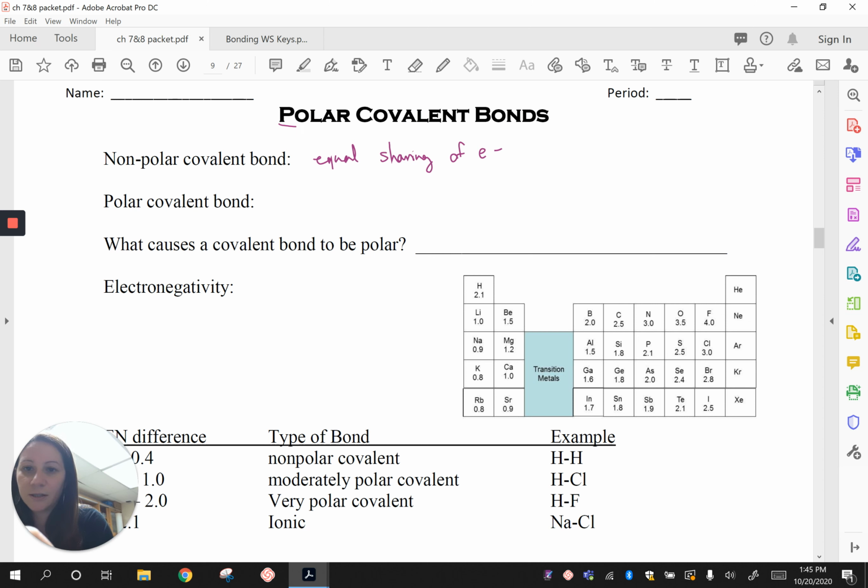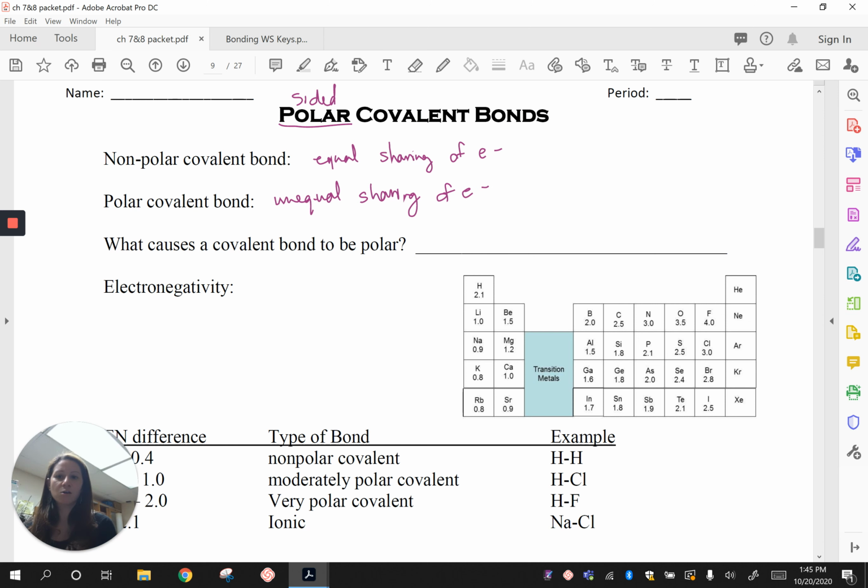Again, this means sided. So non-polar means it's not sided. So they are equal. Both sides are the same. Polar covalent bonding means that it's sided sharing, which means that it's unequal sharing of electrons.